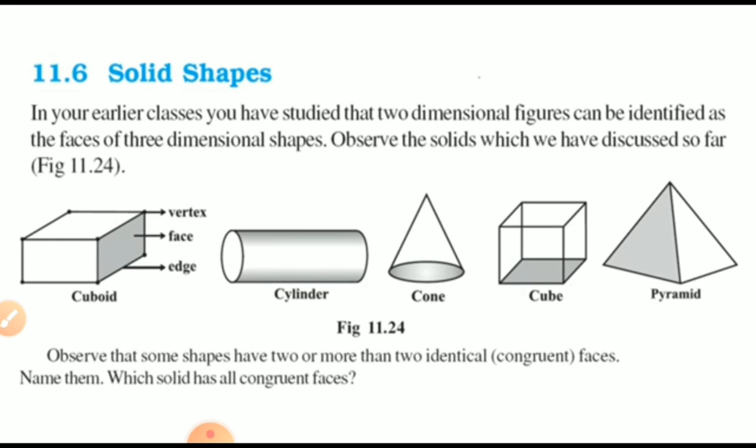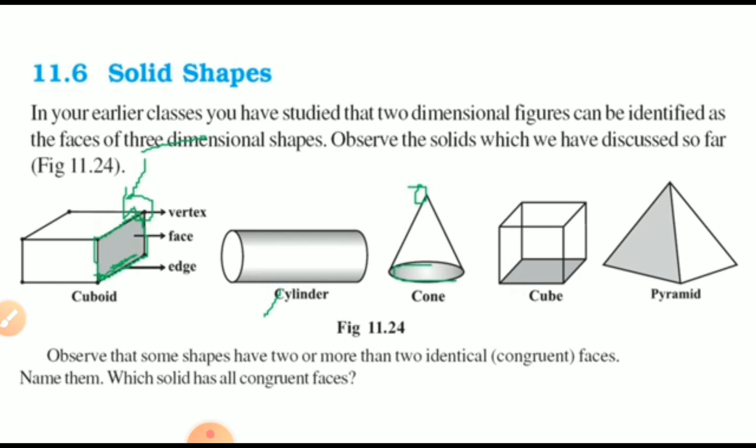Solid shapes. Students, solid shape is now different. Plane is over. In your earlier classes, you have studied that two-dimensional figures can be identified as the faces of three-dimensional shapes. Observe the solids which we have discussed so far. Yes, dear students: cuboid, cylinder, cone, cube, pyramid, etc.